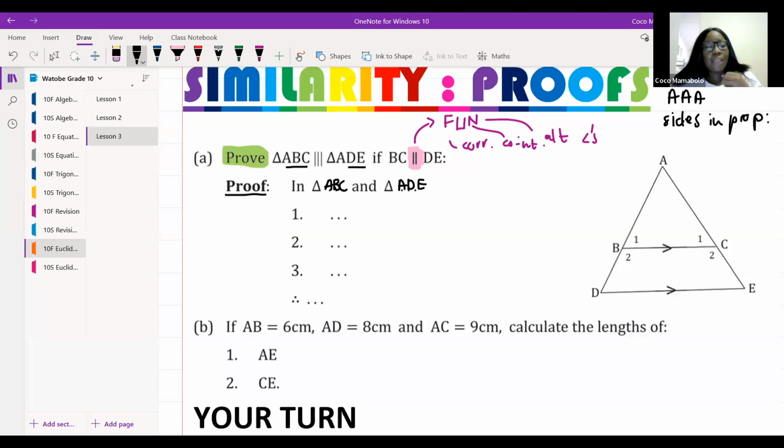All right. Does anybody have any clue as to where we can start? Let's start with our fun angles, and let's see where do you guys think we can start with these proofs. Anybody got any idea?